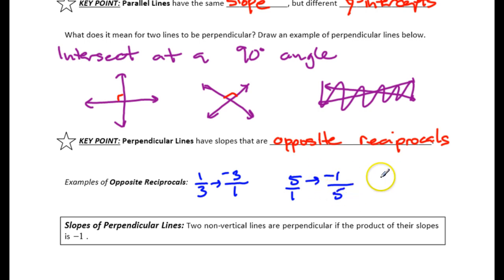Alright? One last quick example here. Let's take negative 2. So once again, if I throw that over 1 so I can see the fraction, negative 2/1, that means this one was negative, therefore this one is positive. But then I do the reciprocal. Okay? And just as a quick way to check, what it says here is slopes of perpendicular lines, two non-vertical lines are perpendicular if the product of their slopes is -1. So if you were to do this times this in your calculator, you'd get -1. This times this would be -1. This times this. So that's just a way to check it.